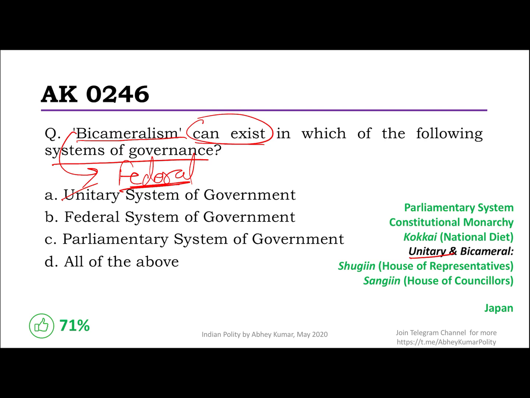So, Japan is a unitary country. However, it is bicameral. Similarly, the UK is a unitary country and bicameral. There may be various reasons why you may have bicameralism, so actually, it can exist in any kind of system of government. Okay, because it's saying it can exist. Yes, it can definitely exist in all of these. Okay, so I hope you got the point.